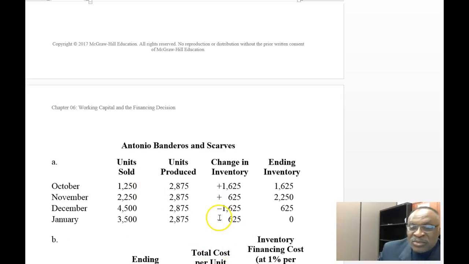Okay, how come it came to 0? Because we actually applied units sold against the units produced. All right, and eventually it's going to be 0 as we continue to do the addition and subtraction.